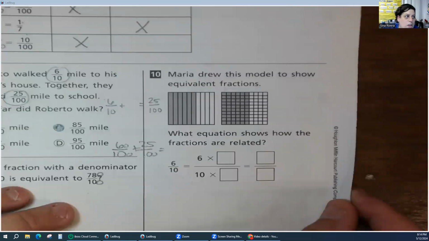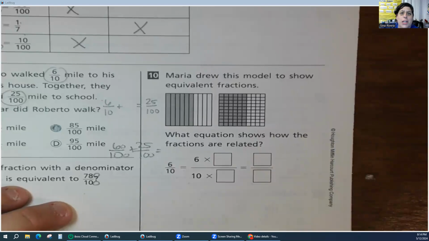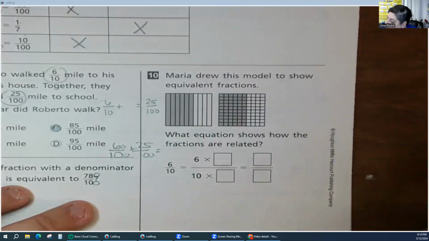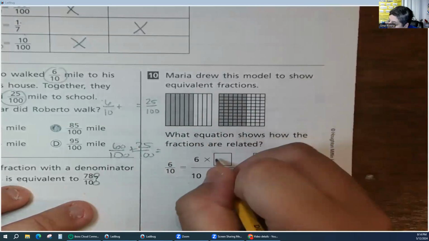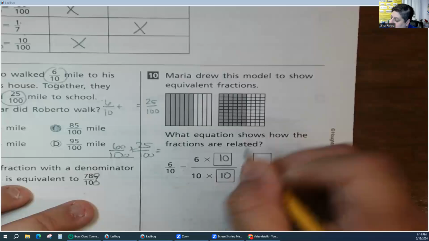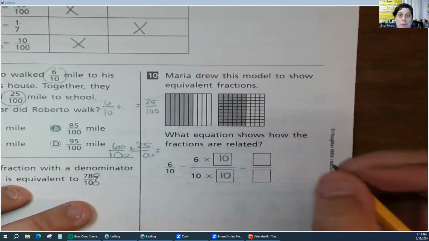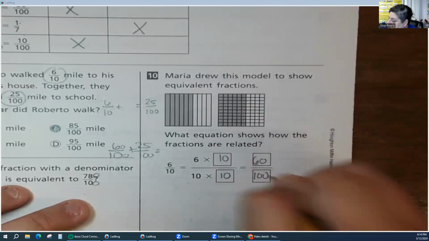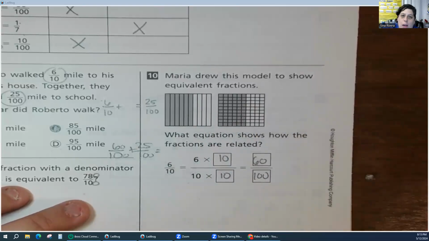Number 10, okay? Maria, that's my daughter, drew this model to show you equivalent fractions. What equations show what fractions are related? Well, if you were going to multiply each of these by 10, because there's 10 tots and 1 fry, remember the tots and fries? Then you're going to end up with 60 hundredths, because all you have to do is add a 0 to the top and bottom of 6/10 to get 60 hundredths. Look at that. You're already 1 page done. We did that in the lesson.